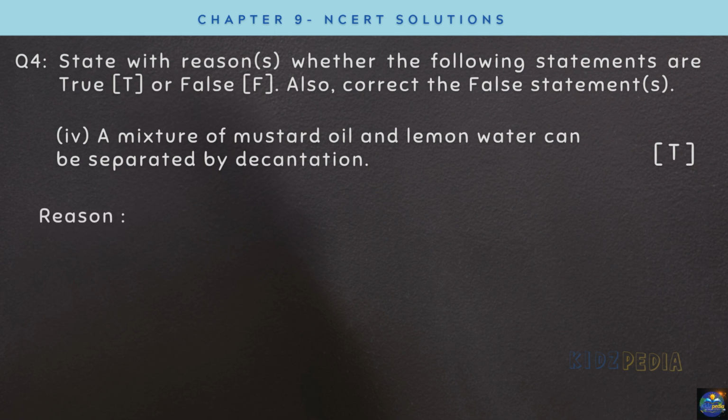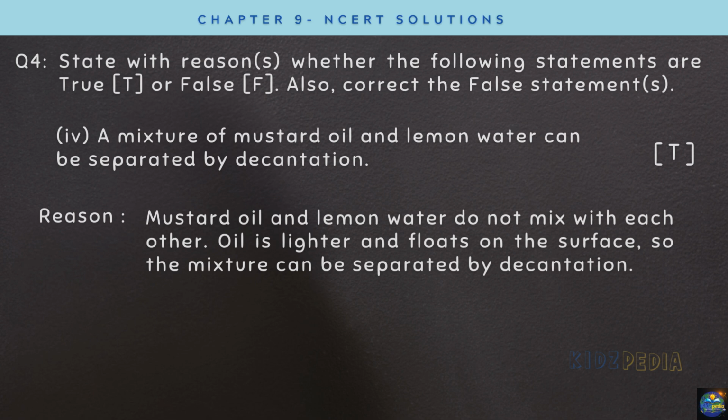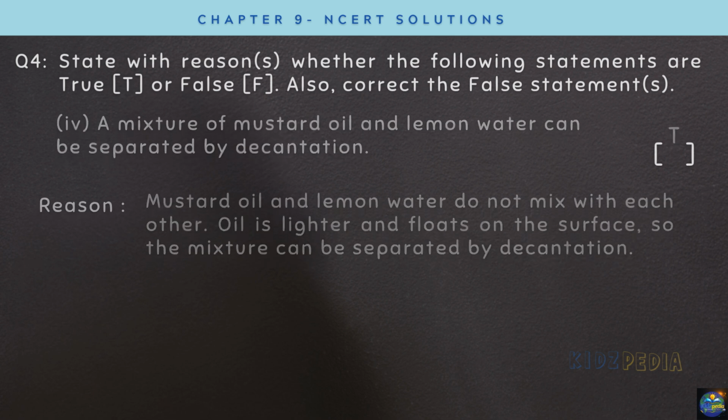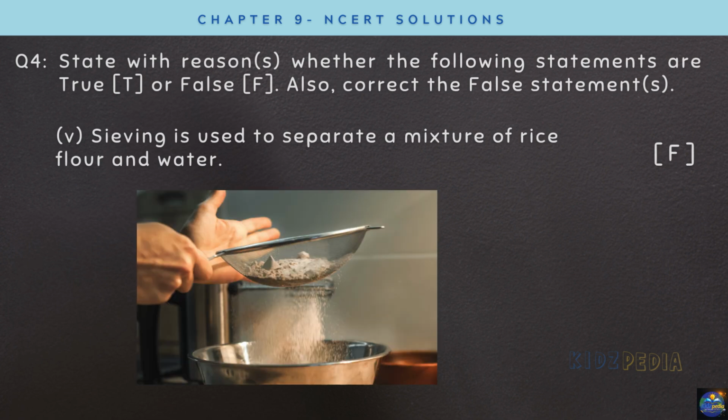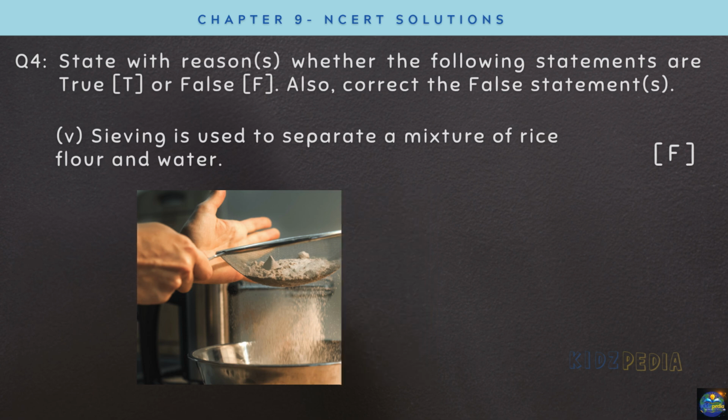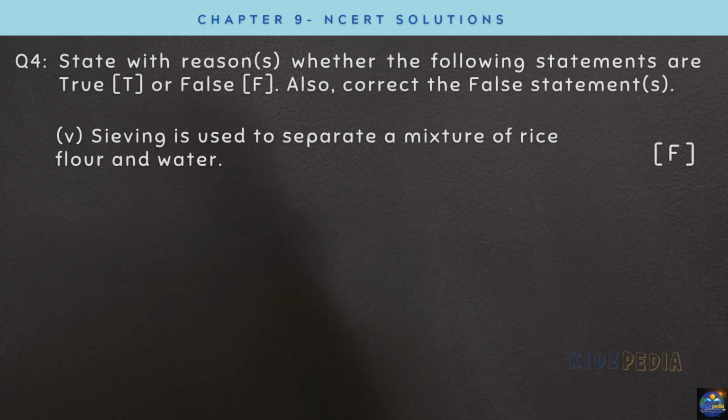So, you can write the reason as mustard oil and lemon water do not mix with each other. Oil is lighter and floats on the surface, so the mixture can be separated by decantation. Next one. Sieving is used to separate a mixture of rice flour and water. This statement is false. Sieving is a method used to separate solid particles based on their size. For example, separating bran from flour or stones from sand using a sieve.